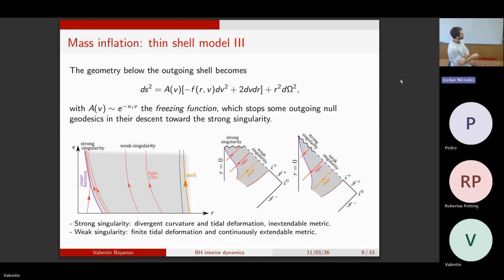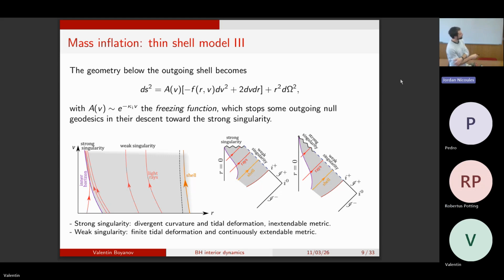And you also get some other light rays which stick around the inner horizon and approach the origin as the inner horizon does. And this leads to the presence of two types of singularities asymptotically. There's a strong curvature singularity, in which all of the light rays that stay close to the horizon fall into. And then there's a weak null singularity, which the light rays that get frozen inside the trapped region approach.